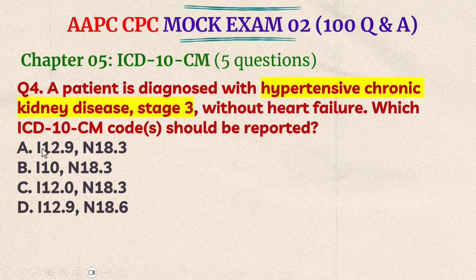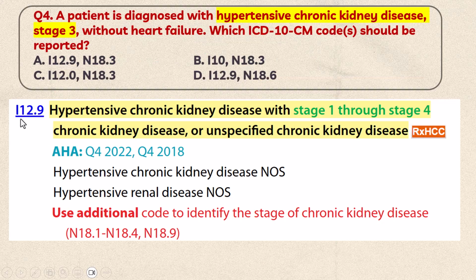So first let's start with the I codes. When you go to I12.9, that is hypertensive chronic kidney disease with stage 1 through stage 4 chronic kidney disease or unspecified chronic kidney disease. So here the hypertensive chronic kidney disease part is fulfilled. So the correct code here will be I12.9. So there are 2 answers available with I12.9, that is A and D. So you can eliminate B and C.